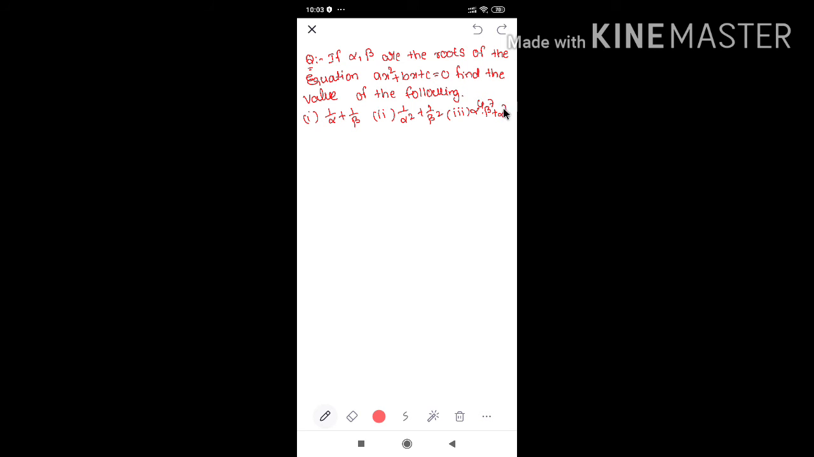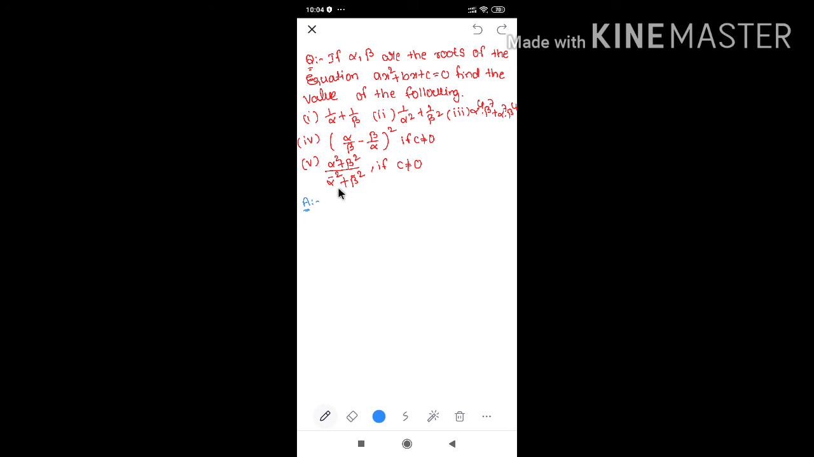plus alpha power 7 beta power 4. Fourth bit: alpha by beta minus beta by alpha whole square, if c not equals to 0 in this condition. And fifth bit: alpha square plus beta square by alpha power minus 2 plus beta power minus 2, if c not equals to 0.